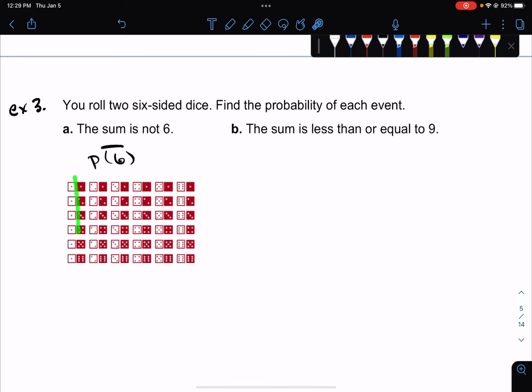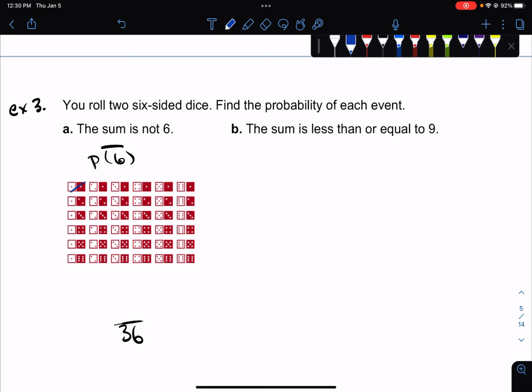There's 1, 2, 3, 4, 5, 6, 12, 18, 24, 30, 36. So I know there's 36 total possibilities. And I want to know how many of them are not 6s, don't add up to 6. So one way to do that is to just add them up and see what doesn't add up to 6.